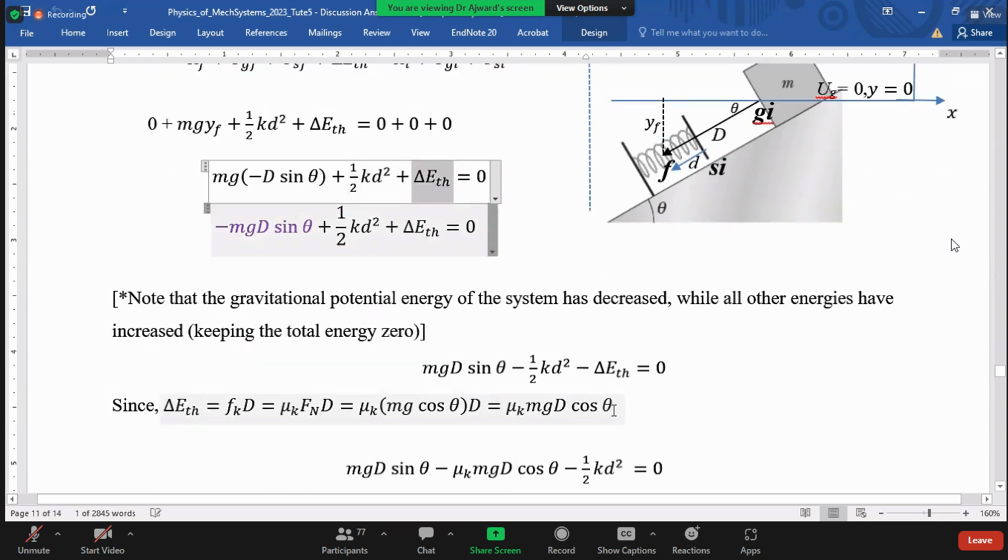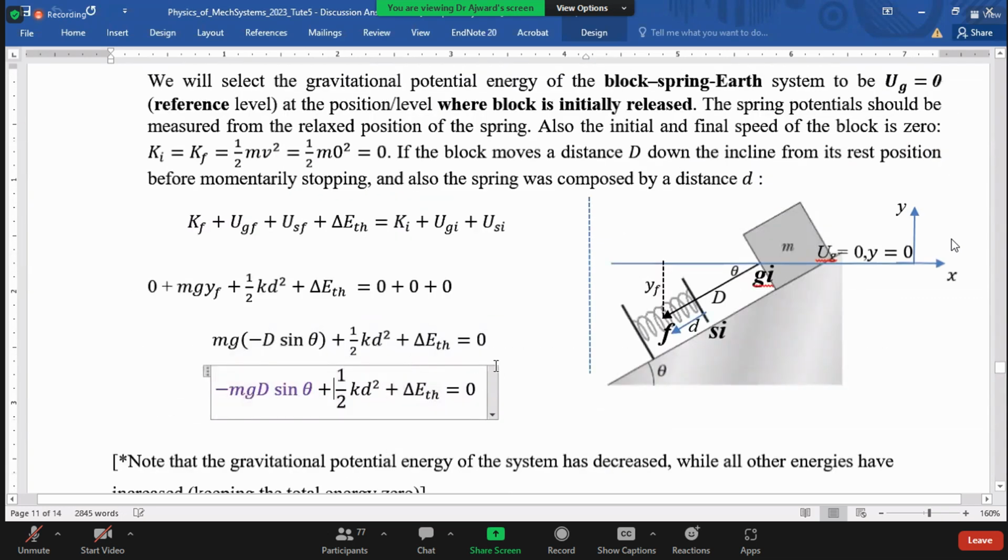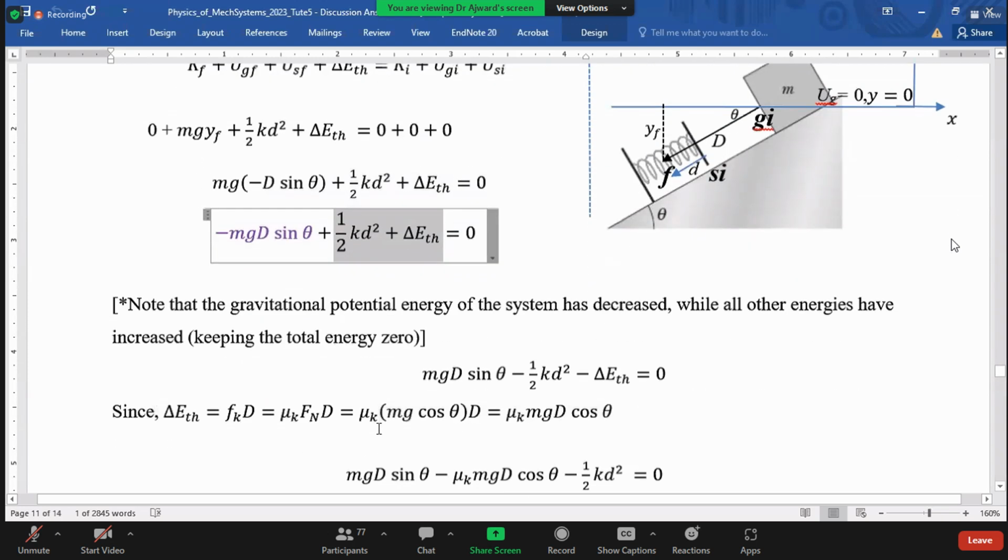In the next step, we will find the thermal energy. Basically you see that the total energy is 0 initially, and in the final state the total energy is also 0, but some of the energy became negative, and because of that, other energies increased as positive energies, right?